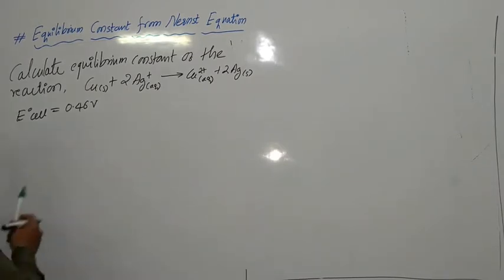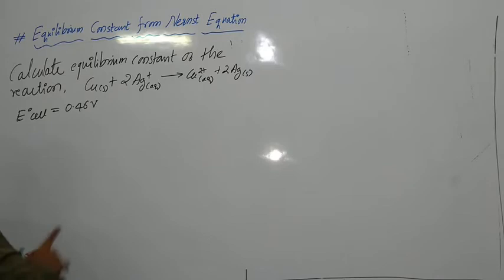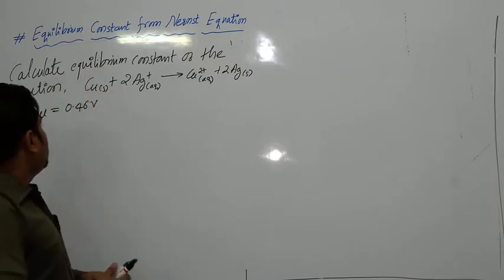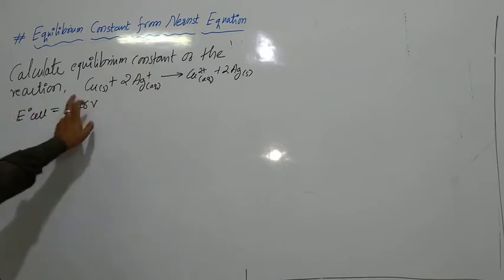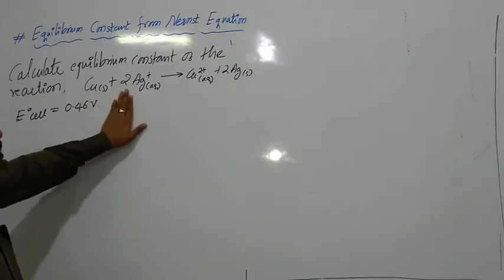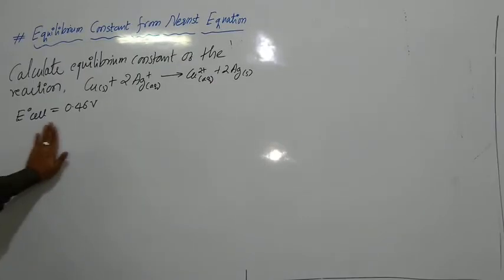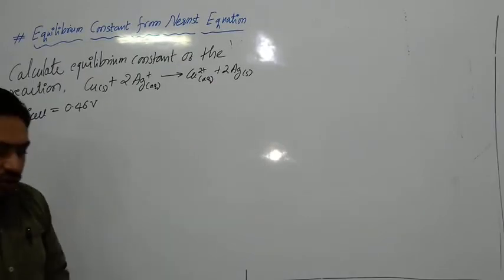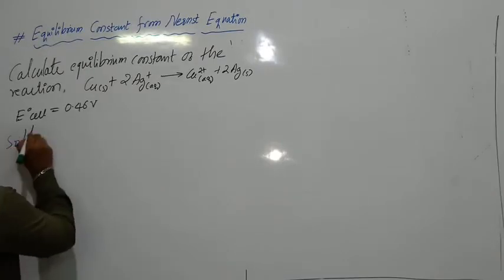So now we will solve this problem. See what they have given. They have given everything. Calculate the equilibrium constant of the reaction. We have to calculate the equilibrium constant Kc for this reaction, Cu plus 2Ag+ gives Cu2+ plus 2Ag. E naught cell is equal to 0.46 volt. So now let us directly write the solution.